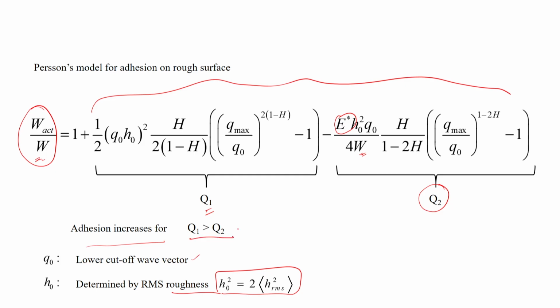On the other hand, if H0 is large, that is the RMS roughness amplitude is actually large, and let us say the Hurst exponent is also large, and now W is small, let us say, that means there is not enough adhesion. Then of course the actual contact area will be smaller than the nominal area. Therefore, this whole term will be negative, and as a result Q2 will be larger than Q1, and then the actual work of adhesion will decrease.